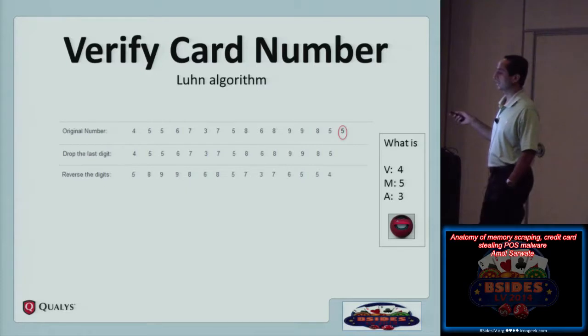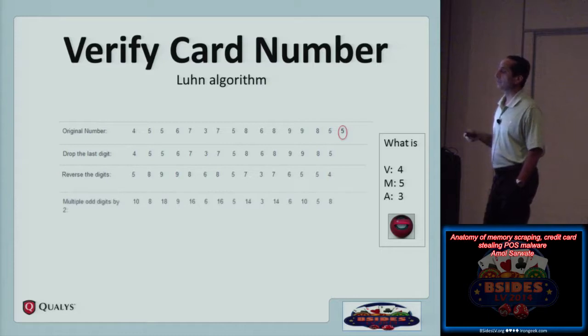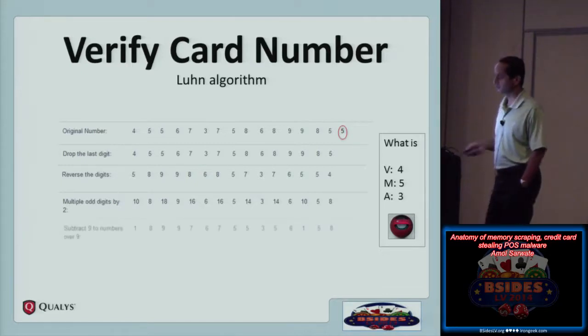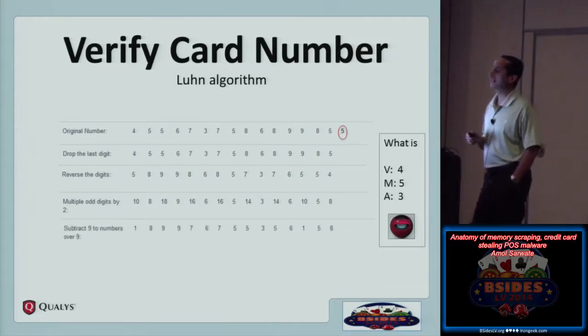So you drop the last number 5, you reverse the digits. The third line is just a reverse of the second line. Then you multiply odd digits by 2. So the first digit was 5, it got multiplied by 2, so that's 10. The second digit is kept as is, the third digit is again multiplied by 2, and you continue. Then you subtract 9 if the number is greater than 9.